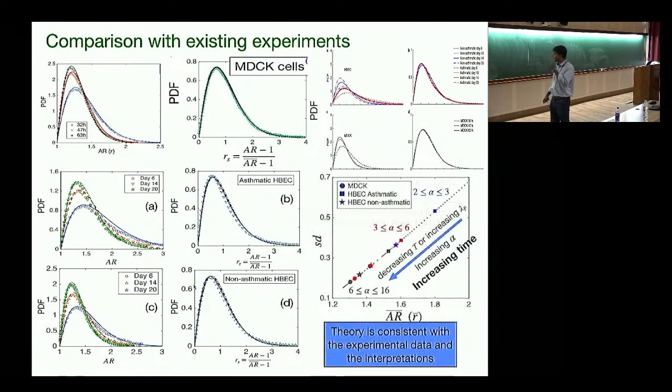The other aspect is that if you know alpha, you can also look at the standard deviation as a function of the average aspect ratio. And as we see, a similar interpretation was given in the experimental paper as well. As alpha increases, so with increasing time, like in this day, several days, these points actually move towards the origin.